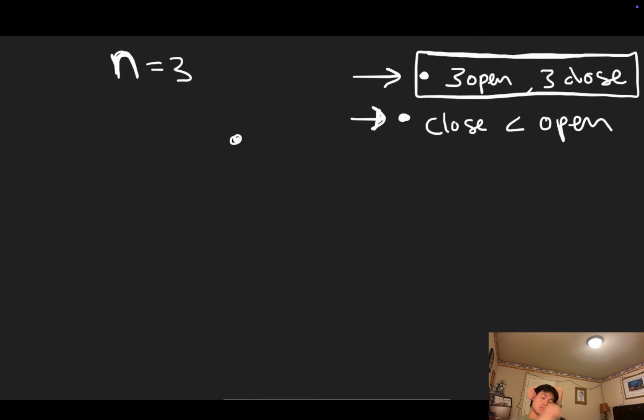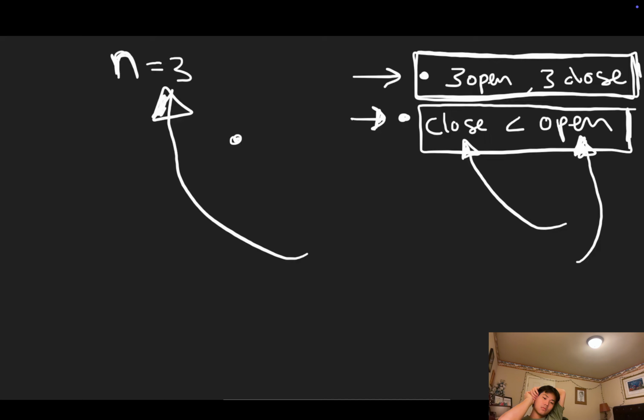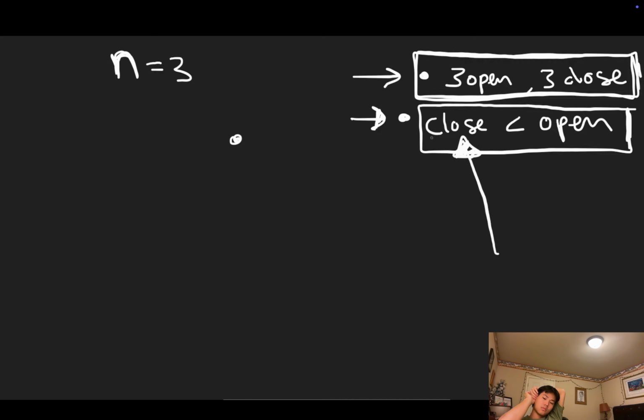Once we have 3 open and 3 closing parentheses, then we have a valid parenthesis formation, right? And this condition tells us when we're allowed to add closing parentheses. We can add as many open parentheses as we want as long as it's under the limit, which is n, right? We can add up to 3 open parentheses, but we can only add a closing parenthesis if the number of closings so far is less than the number of open parentheses.